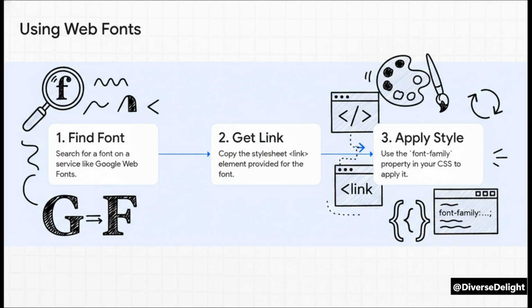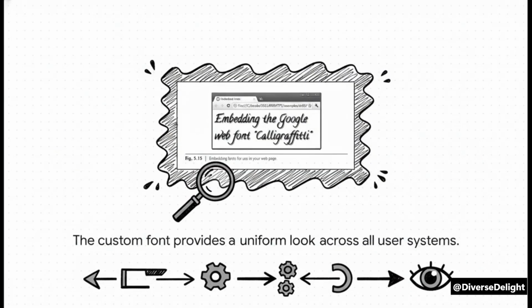Second, Google gives you one line of code, a link tag, to paste into your HTML. And finally, you just apply that font in your CSS with the font-family property. That's the whole shebang. And here's the result. The custom font is embedded and rendered perfectly by the browser, giving the page a unique, handcrafted look. And this is so important because it means your site will look exactly how you designed it, no matter what fonts your user has installed on their own computer.